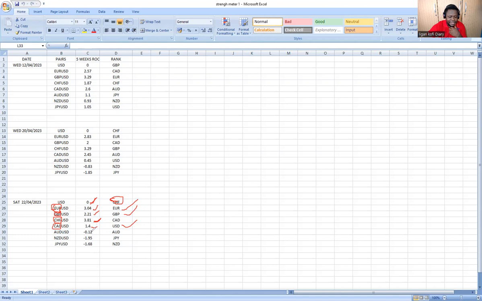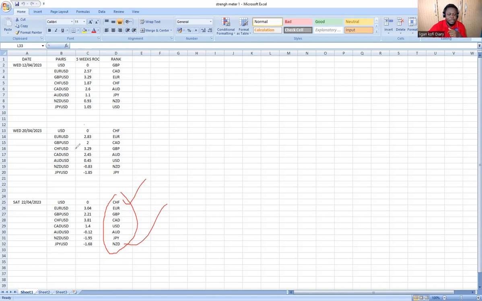And then among the negatives, negative 0.12 is the next, which is AUD. So you put the AUD there. Followed by negative 1.68. This one is the next. So JPY, because it's JPY here. And then finally, negative 1.95 is the last one, which is this one. So this is how you will be able to arrange your currencies to know which one is the strongest against which one is the weakest. It's so simple. This is nothing difficult.